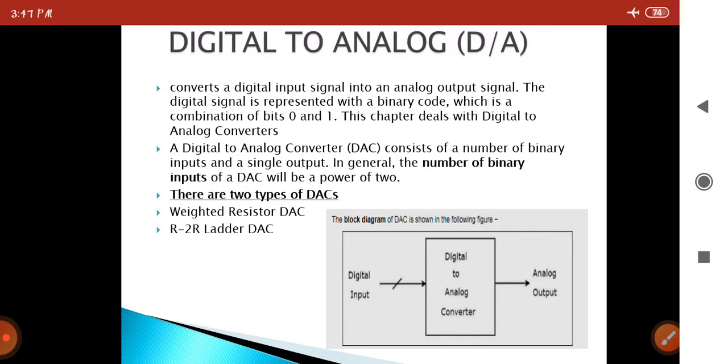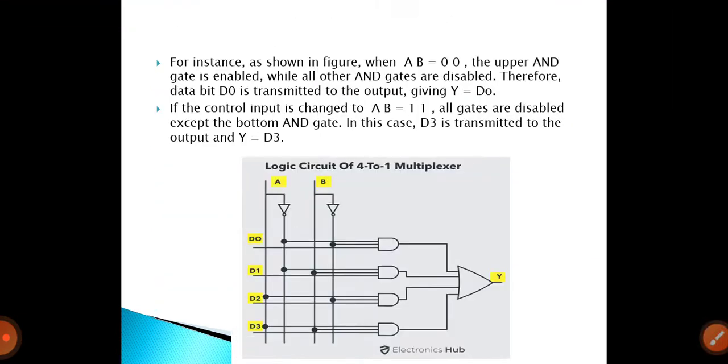A DAC consists of a number of binary inputs and a single output. The general number of binary inputs of a DAC will be a power of 2. There are two types of DACs, the weighted resistor DAC and the R to 2R ladder DAC. And before that, we are converting from analog to digital converters.